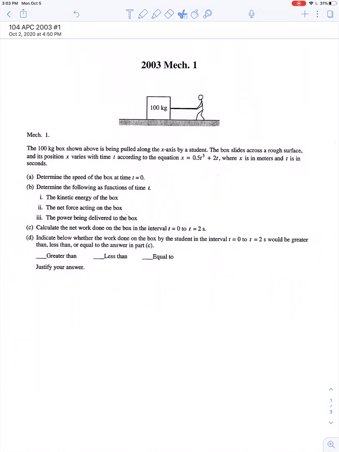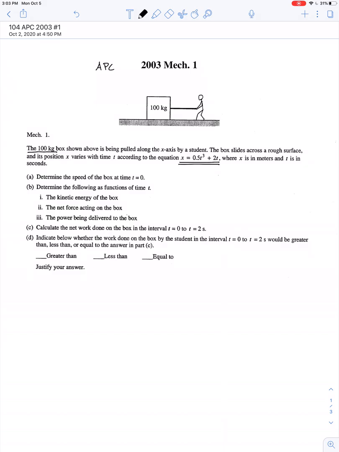Our final example problem for this unit of study on work, kinetic energy, and power comes from the AP Level C exam from the year 2003. So we're told there's a 100 kilogram box being pulled. The way in which it's pulled is with a varying force, so that the position as a function of time comes out governed by this expression.